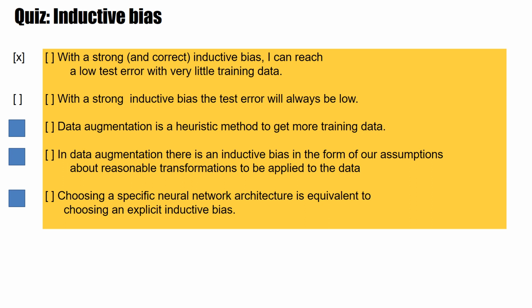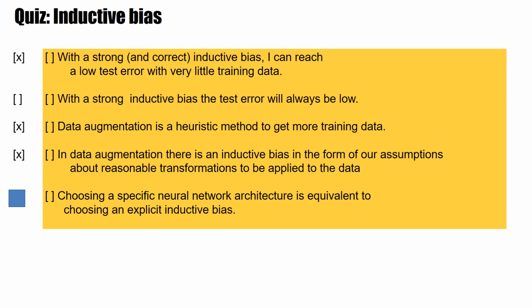Third question, data augmentation is a heuristic method to get more training data. Well, yes, this is correct. In data augmentation, there is an inductive bias in the form of our assumptions about reasonable transformations to be applied to the data. And yes, this is correct.